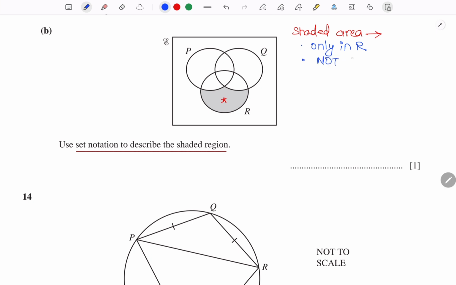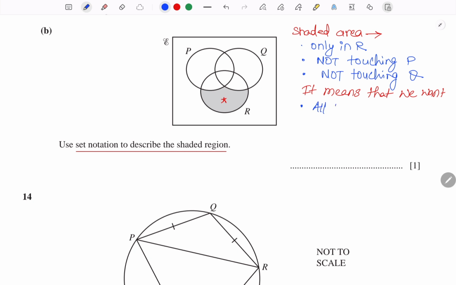This is not touching P. This is not touching Q. It means that what we want is all parts inside R. This is what we want, all parts inside R, but outside P and Q. We want all parts inside R, but it should be outside P and Q.